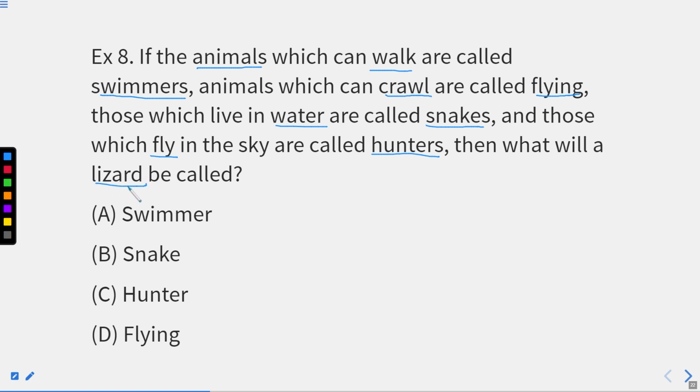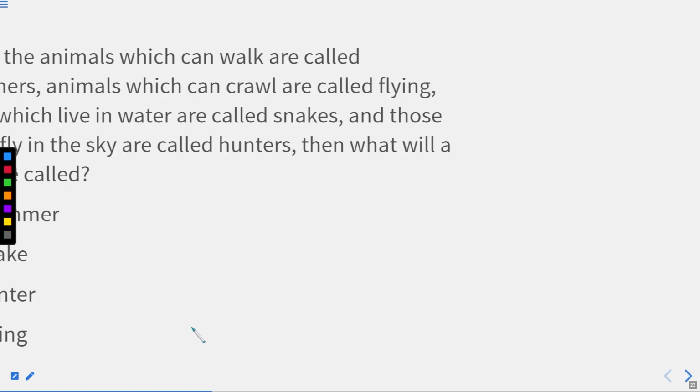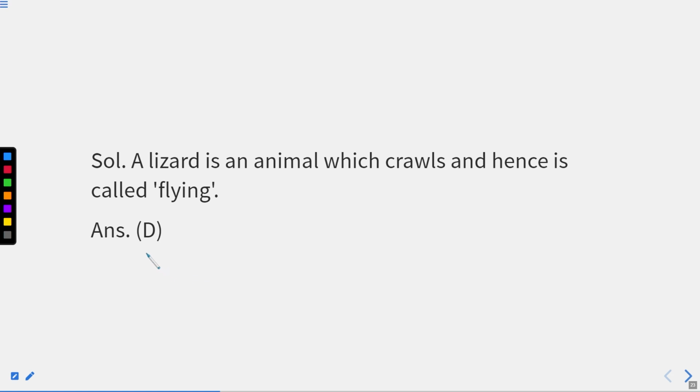So my friend, you all are aware that a lizard is in the habit of crawling, right? Lizard is in the habit of crawling. So for the animals that crawl, we call them flying. So your answer is going to be D, flying. I hope this question is very clear. It is a simple reading question. You need to understand what the animals that crawl are coded as. So the animals that are crawling are coded as flying here in this question. So our answer will be D, that is flying. This is again the answer part.